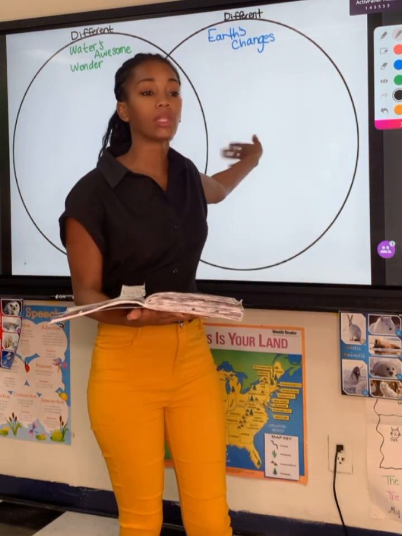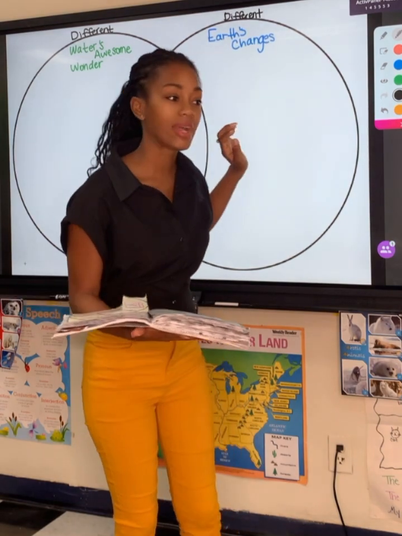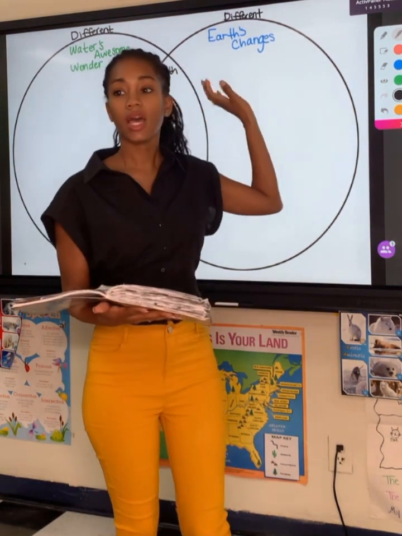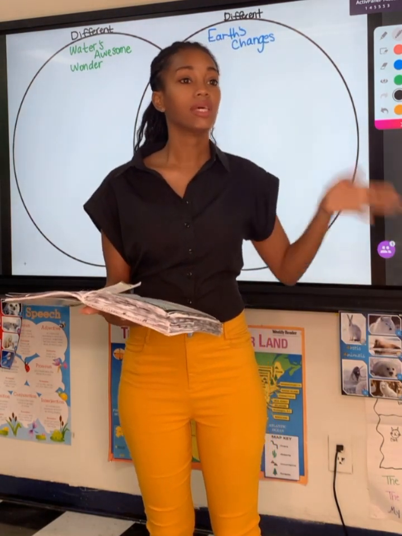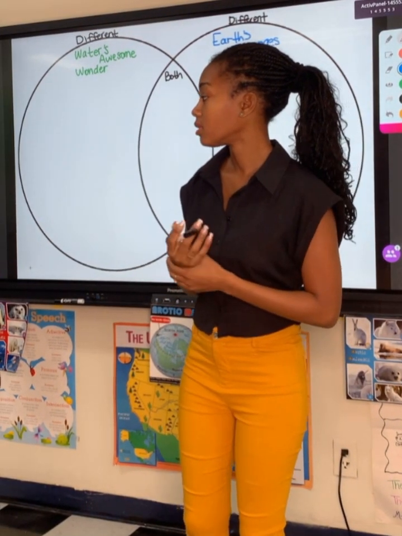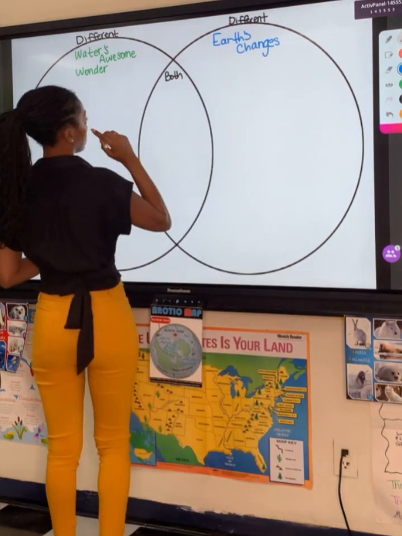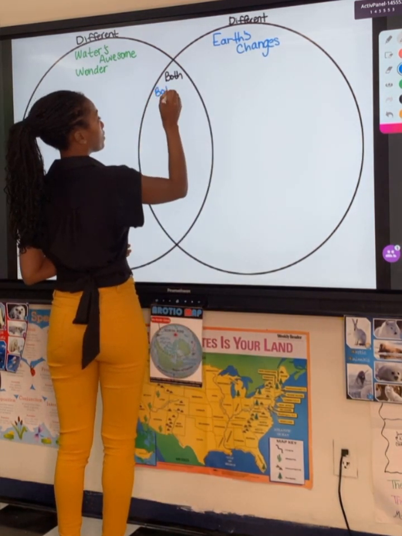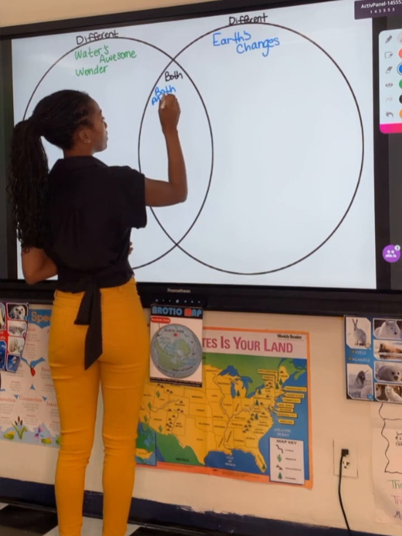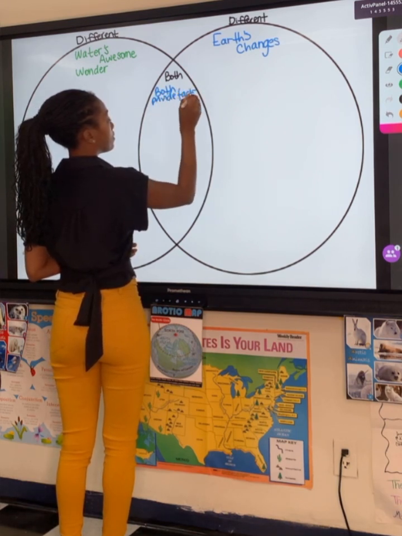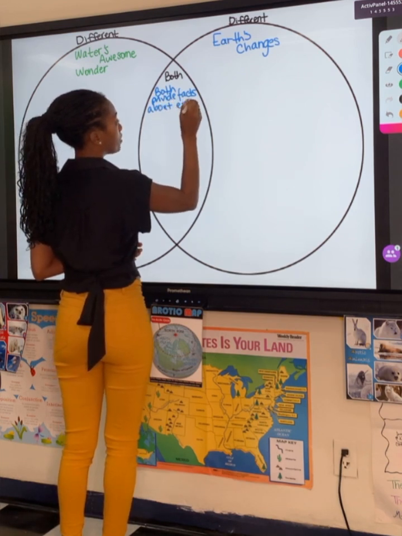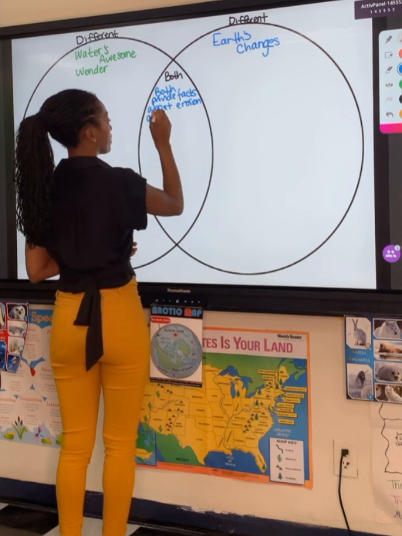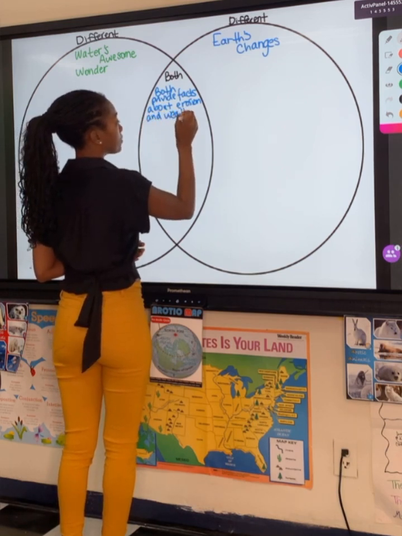So behind me, we are looking at a Venn diagram, and we've read the stories now, Water's Awesome Wonder and Earth Changes. And I just had you read Water's Awesome Wonder again to get a better refresher in your mind, okay? Topics the same in the story, yes? Both tell facts and information about weather and erosion. Both provide facts about erosion and weathering. Good. What else?